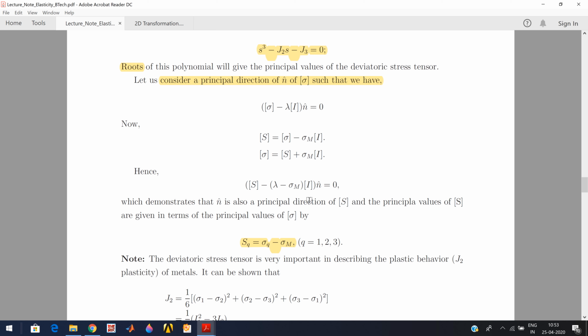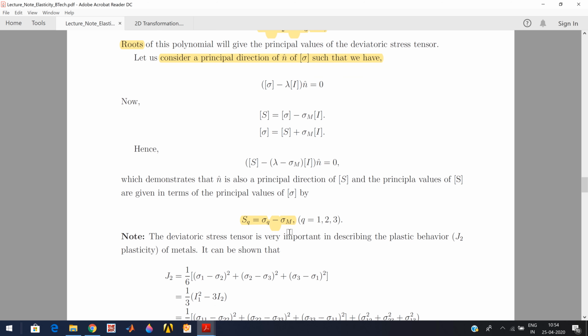And also we can see here with this example, this mathematical derivation, that the eigenvectors of these two matrices sigma and S will be the same. So the eigenvectors, or the principal directions, of both sigma and S will be the same, and the principal values, or the eigenvalues, will differ by this equation. They're different, but the eigenvectors are the same.